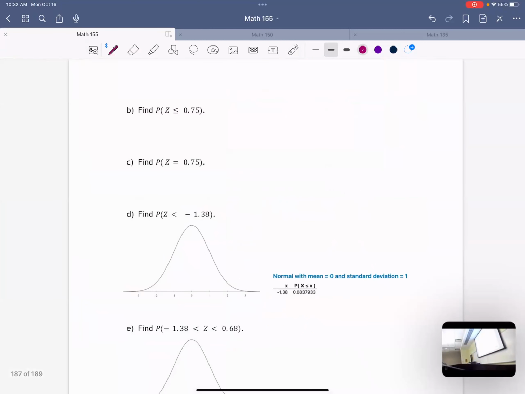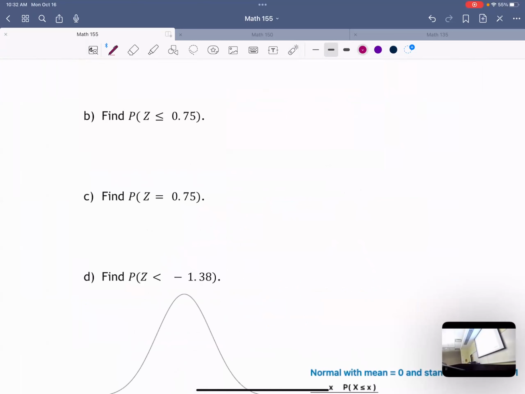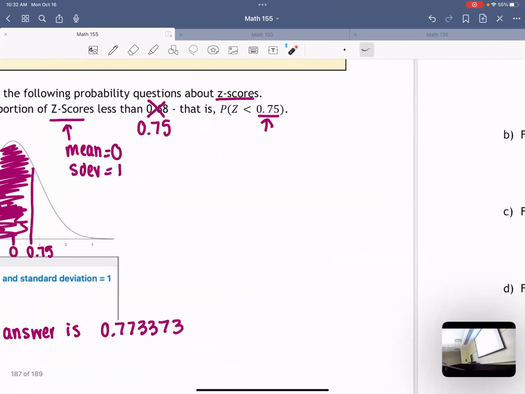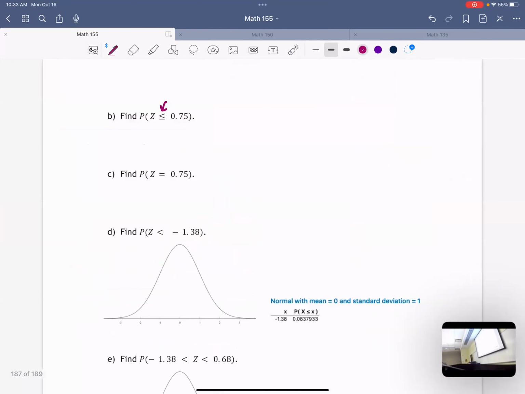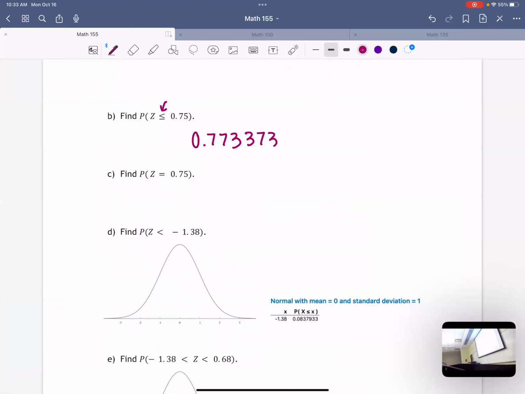All right, let's flip over to part B. Now, part B is very similar to part A, right? Except this time, instead of asking less than 0.75, I'm asked to find less than or equal to 0.75. What do you think I should do for this question? The exact same thing, right? For this question, it doesn't matter if I have a less than or equal to question. So literally my answer is going to be the 0.773373. It literally stays the same. We don't care if it's less than or equal to. It all just means the same thing in this section.